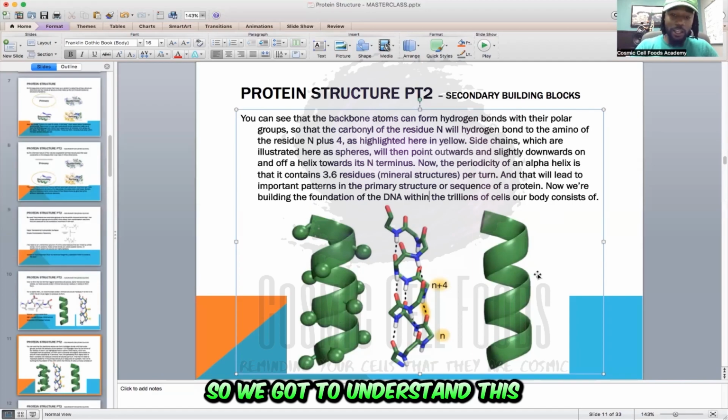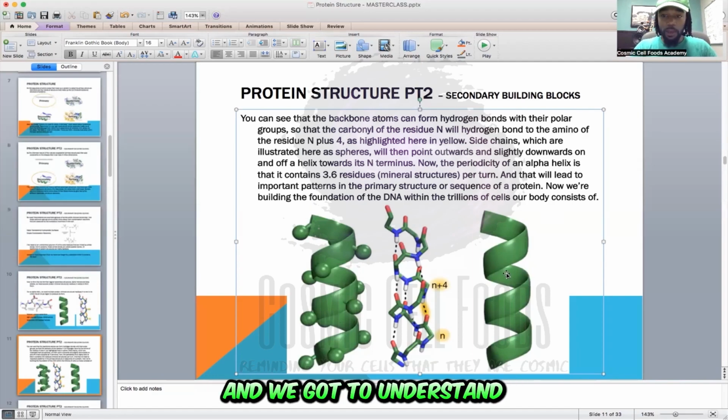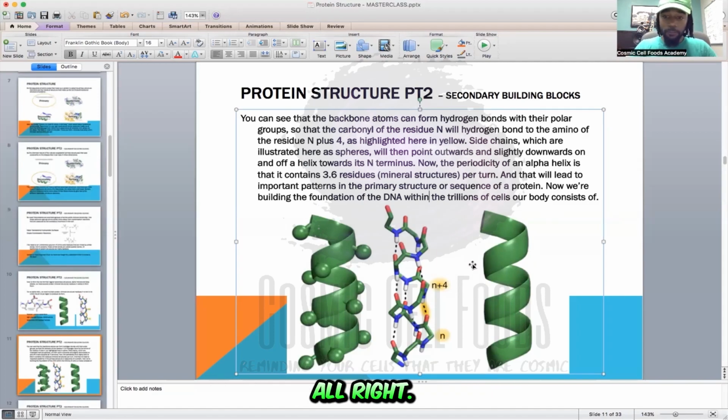All right, so we got to understand this from a whole deeper level, family. We got to understand minerals, and we got to understand hydrating our bodies from a whole deeper level. All right, so let's keep it moving.